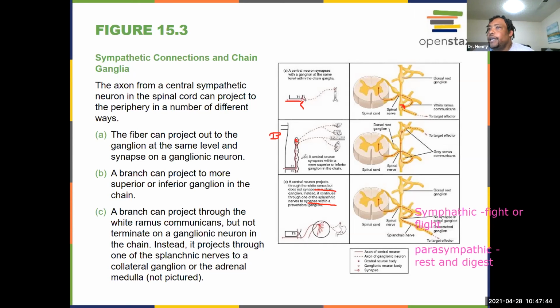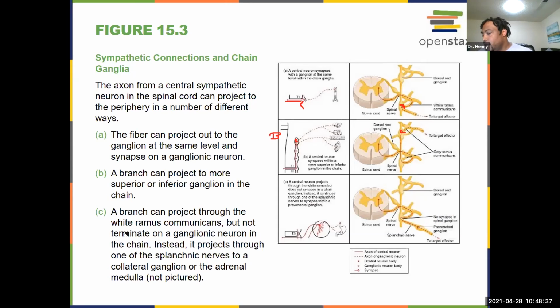Okay, and here's a little bit better picture of it. So you have, again, the axon extending from the spinal cord to the spinal nerve. And then it continues that extension and goes up to your ganglion, where you actually will have a synapse occurring. Okay, and then that's going to go to our effector.